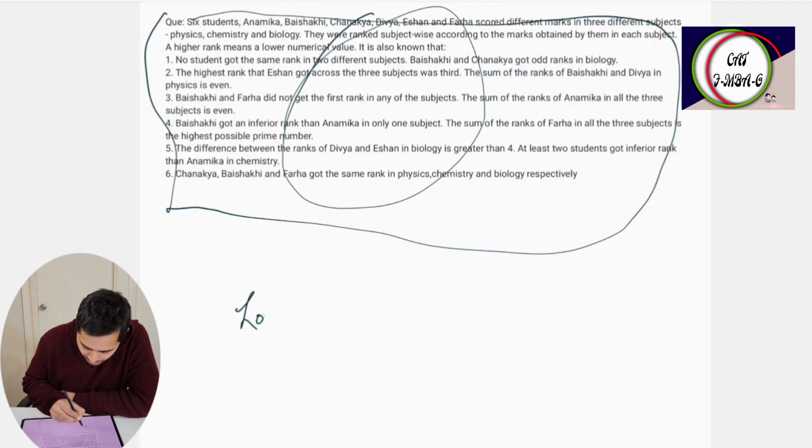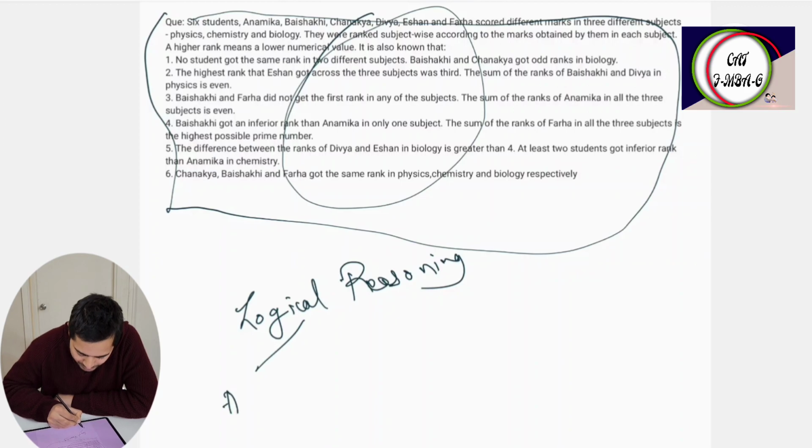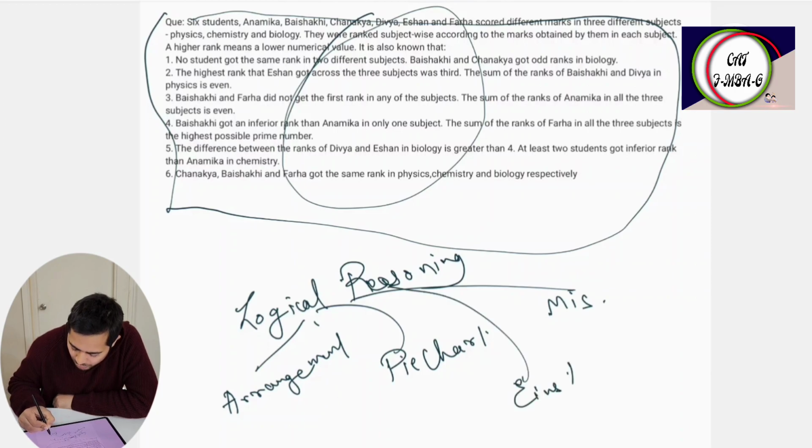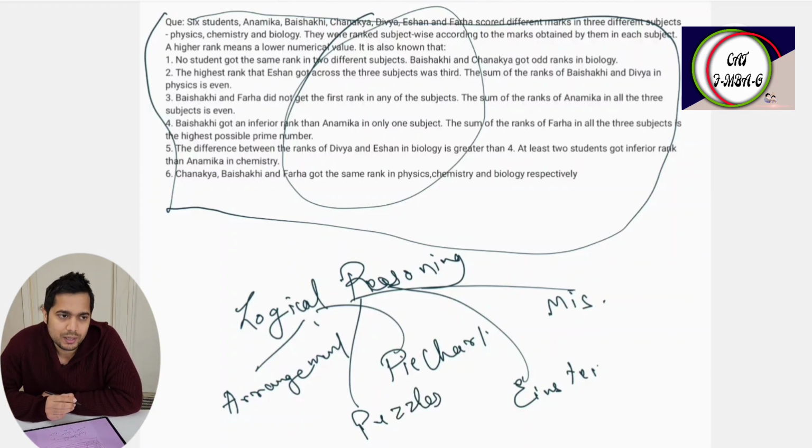This topic generally comes in logical reasoning, and in logical reasoning there are various kinds of sets. Over the years what we have observed is the arrangement set, or it can be a pie chart, or miscellaneous charts, or Einstein problems, or puzzles. Various kinds of questions are there, and different approaches are required. But in most of these questions, what you have to know is how to represent your data correctly. Otherwise it will be hard for your mind to process all the information and club it together, and 20-30 minutes will be gone and you will not be able to solve even a single question.